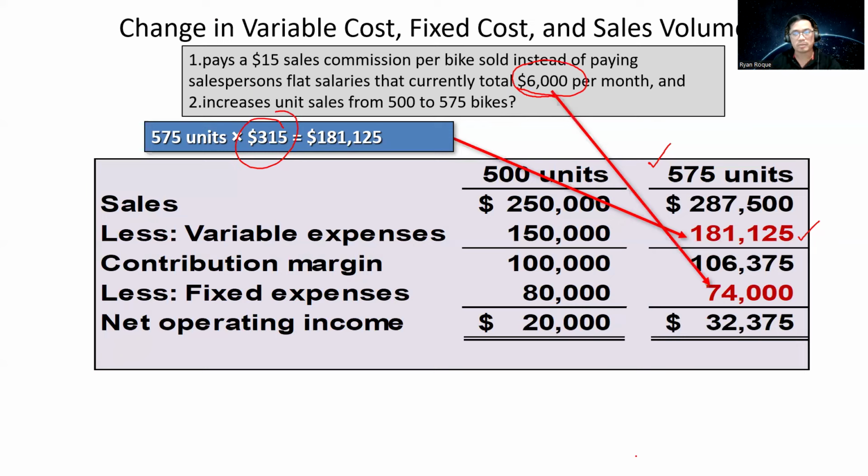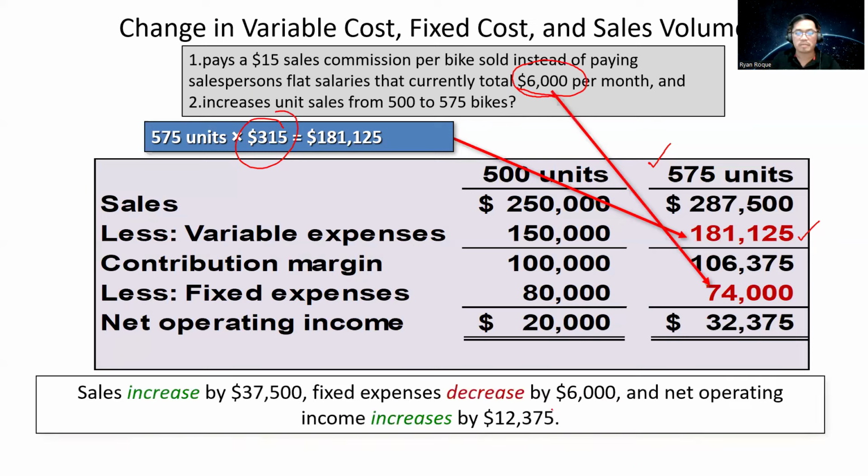With these efforts, we can now see that the net operating income increased by 12,375 given all those changes. Okay, so generally we could say that the strategy is effective. All right.